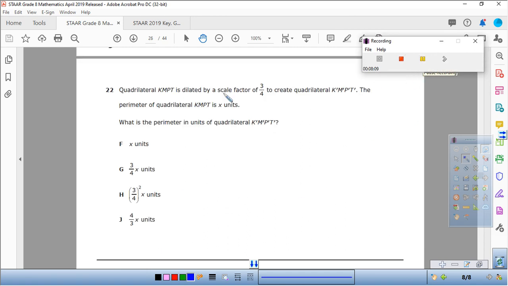Okay, ready? Let's go on this one. Keyword here. Can anybody see the keyword? Dilate. What does it mean to do that? Bigger or smaller, but by multiplication. So multiply by 3/4. Oh, this one looks like this, and that one's wrong. Okay, so that one's, I want to say, my answer.